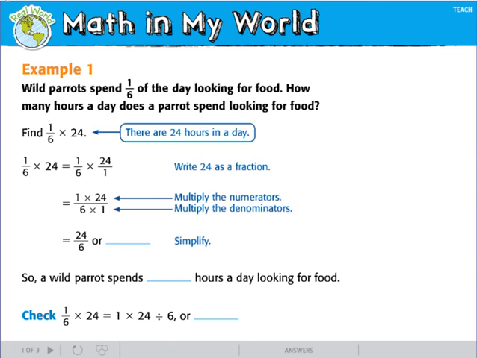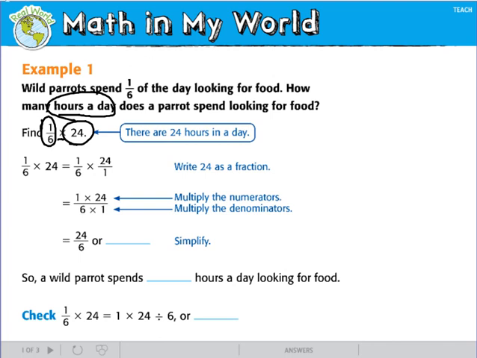So, our first example, it says a wild parrot spends 1/6 of the day looking for food. How many hours a day does this parrot spend looking for food? Okay. The first thing we have to do is figure out what we're looking for. It says hours a day. So how many hours in a day are there? 24. So that's where we get our 24 from. So we have 1/6 times 24.